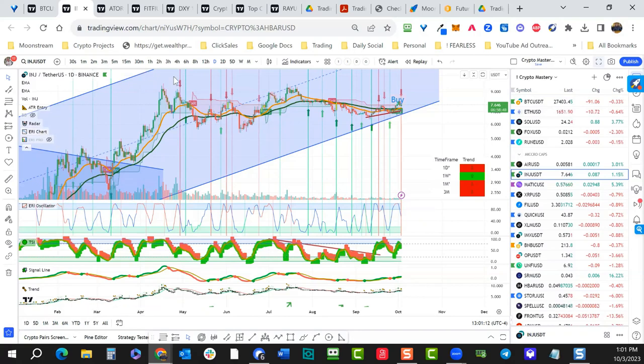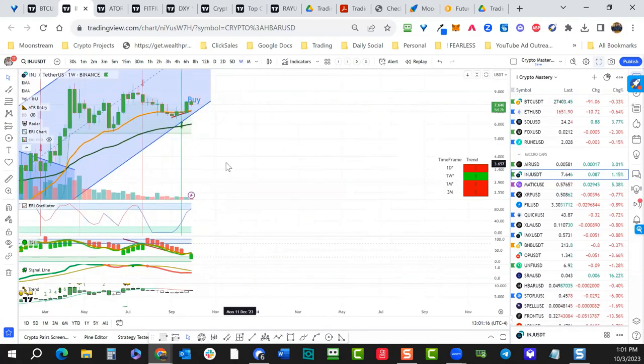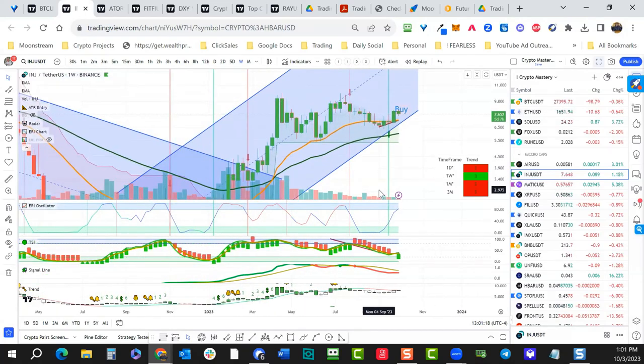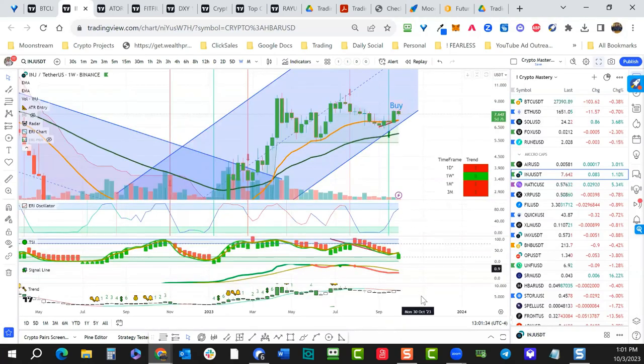But let's look on a weekly so there's less noise and get the real picture. So the weekly's looking good on INJ. And I originally had this said buy on a weekly chart. So we're above the 21-week moving average. We have the ATR is green. We have the TSI turning green. So my read on this looks pretty good on INJ, injunctive.